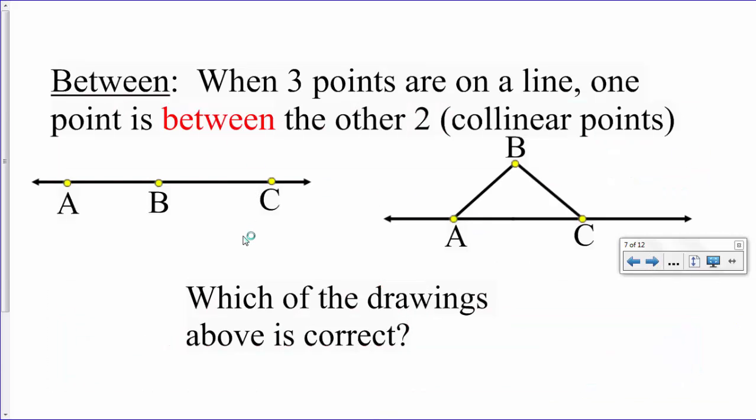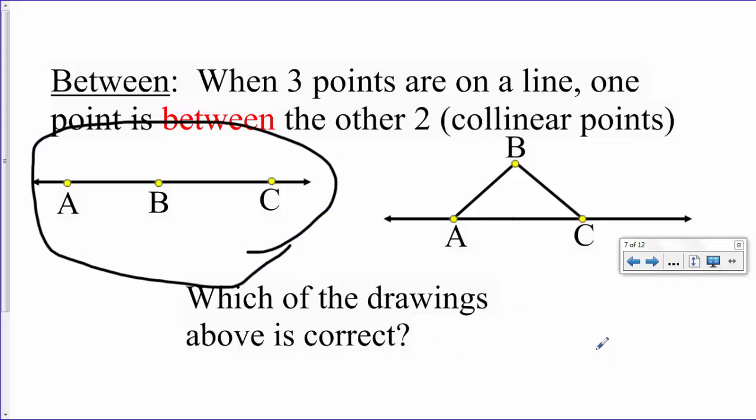The next thing we'll look at is the idea of between. We have to define in geometry what we mean by between. When you have points on a line, we would say one is between the other 2 points if they are collinear points. Again, collinear means on the same line. The first drawing would be the correct way to define between, not the second way.